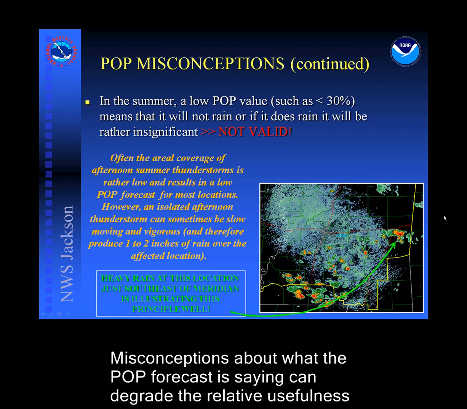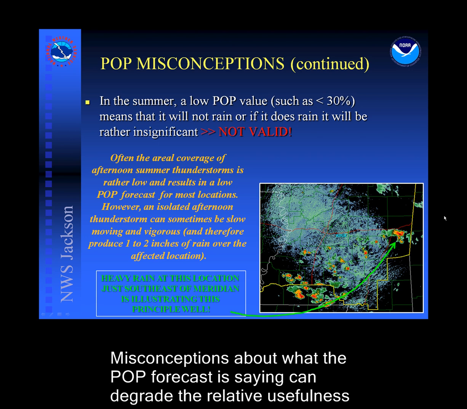These are the most misunderstood aspects of the POP forecast. Some more misconceptions. In the summer, a low POP value, such as less than 30%, means that it will not rain, or if it does rain, it will be rather insignificant. This is not valid.